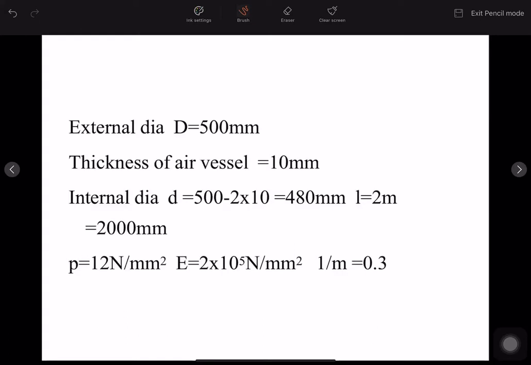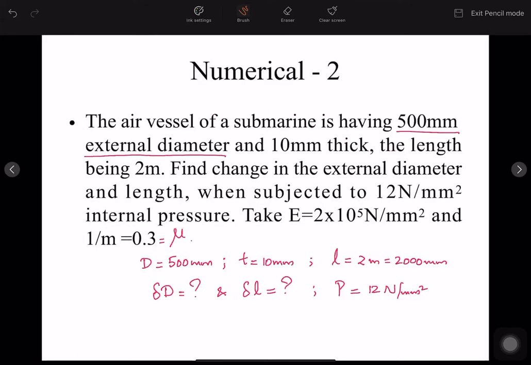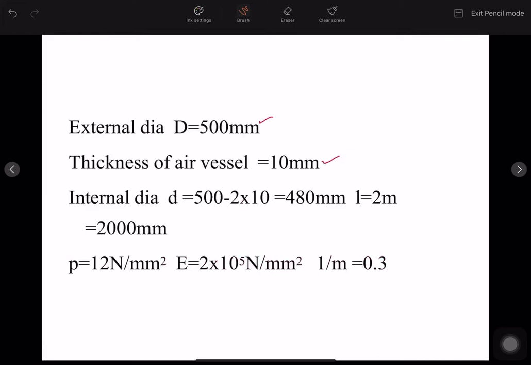So these are the given values: external diameter, thickness of the vessel. The tricky part in this question is they have given external diameter. If you are a bit negligent, you will directly substitute this 500 value as small d and solve the problem, and ultimately will get the wrong answer. As it is external diameter, we need to convert it into internal diameter.